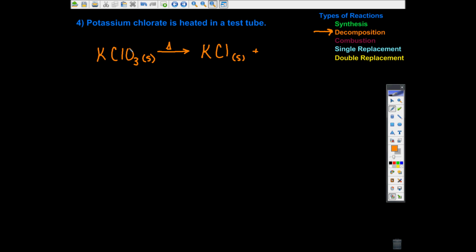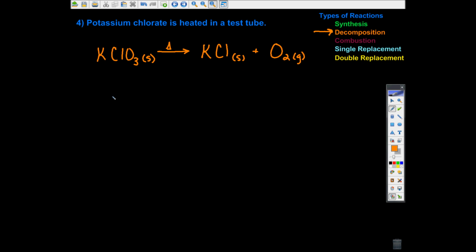And what actually is happening here is when you heat this, you're driving off this oxygen. And you know that oxygen is always a diatomic compound when it's by itself. So when you heat this up, you're driving off that oxygen and you're leaving behind the metal chloride, and then there's that oxygen gas that's leaving.